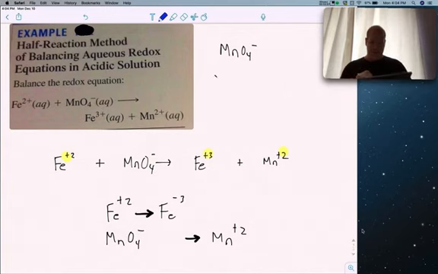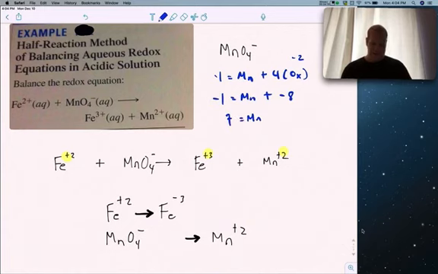We use the rule: -1 equals manganese oxidation number plus 4 times oxygen's oxidation number. Oxygen tends to be -2 as per the chart. You can review this. -1 is manganese plus a -8. 7 equals manganese. So this one is plus 7. So we need 5 electrons to go from plus 7 to plus 2. And so that's what the oxidation state means. It means manganese needs 5 electrons to go to the plus 2 state.